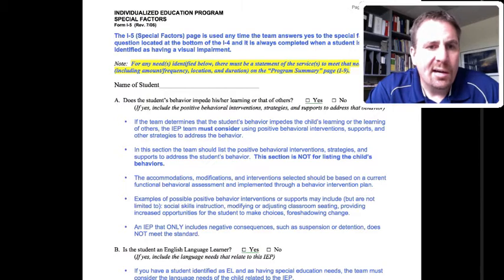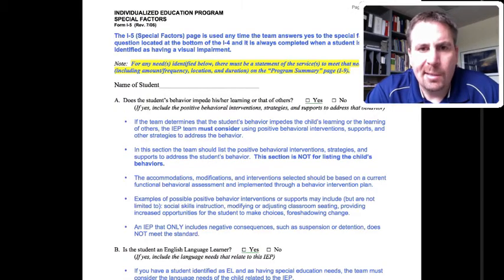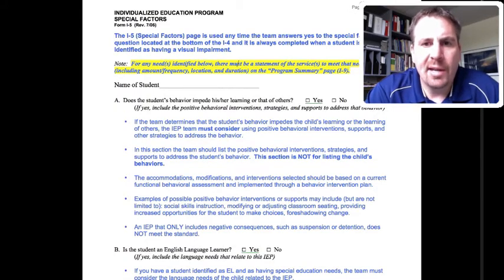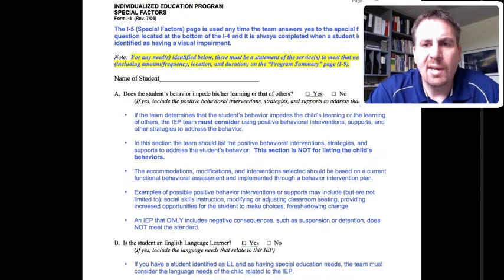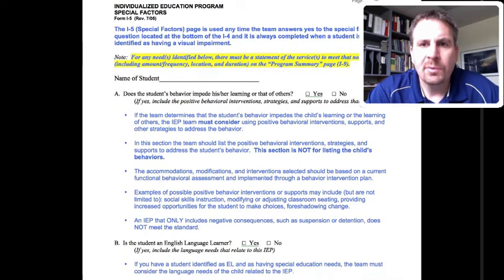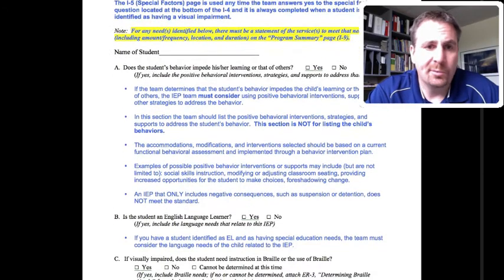One of the things worth noting, and this is actually on the form, but I decided to highlight it just to make sure that we include it, is that for any needs that we identify below, there has to be a statement of the services that are going to meet the need, including frequency and amount, location, and duration on the program summary page. So please make sure that anything that we identify here, we also have a service on our services page for it as well.